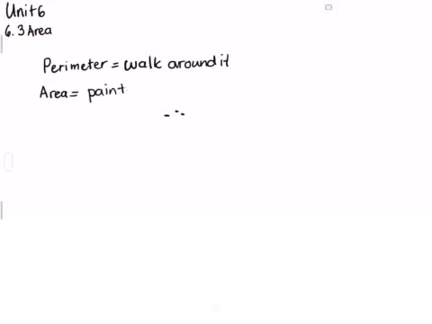So we need to know the difference between perimeter and area. Perimeter is walk around it. So if you have a shape and you walk around it, you find its perimeter. Area, think of paint it. If you have to paint it, you fill in everything.